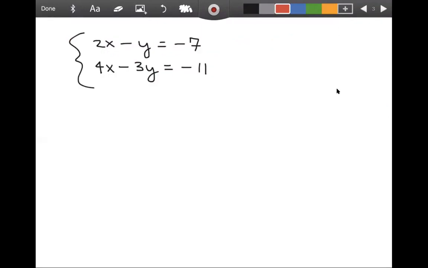All right, example number 3. We're going to solve by substitution. 2x minus y equals -7. 4x minus 3y equals -11. All right, so consider your 4 choices for which equation to solve for which variable.